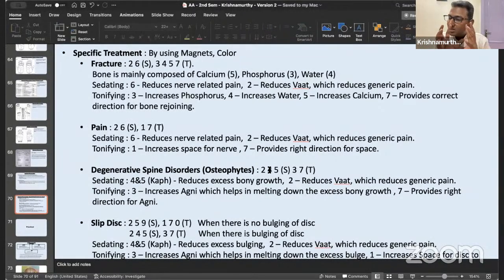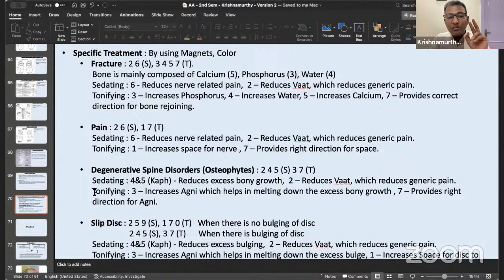That is the bones, earth element. Cuff is what is creating the structure, right? There is excess structure over there, so I have to reduce that extra bone. So I will reduce 4 and 5. This reduces the excess bony growth, and 2 reduces the vat, which reduces the generic pain.